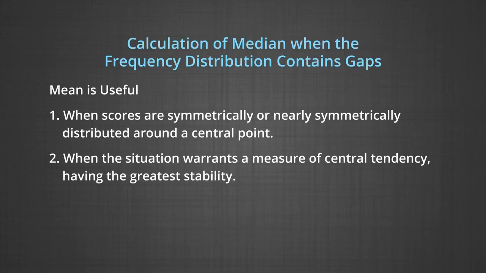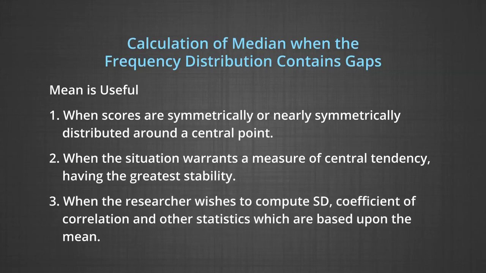Number 2, when the situation warrants a measure of central tendency having the greatest stability. Number 3, when the researcher wishes to compute standard deviation, coefficient of correlation, and other statistics which are based upon the mean.